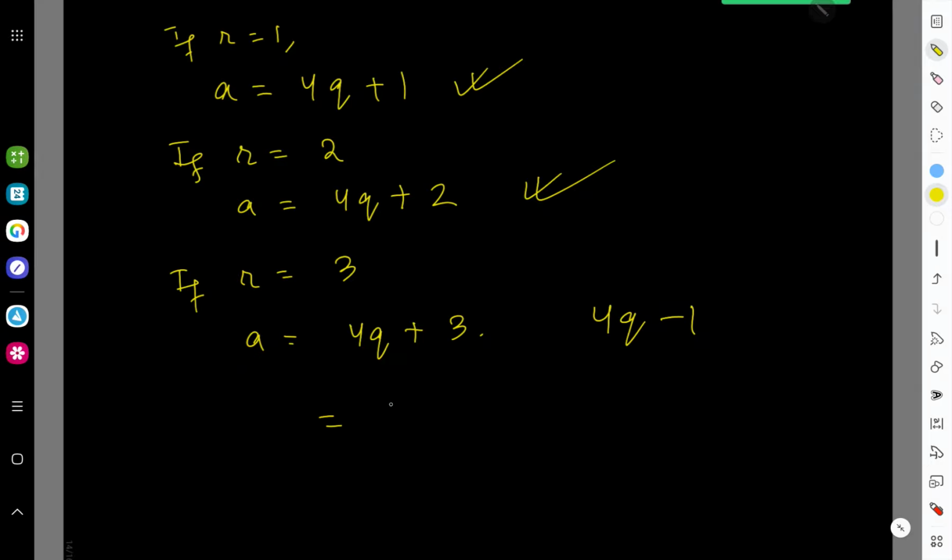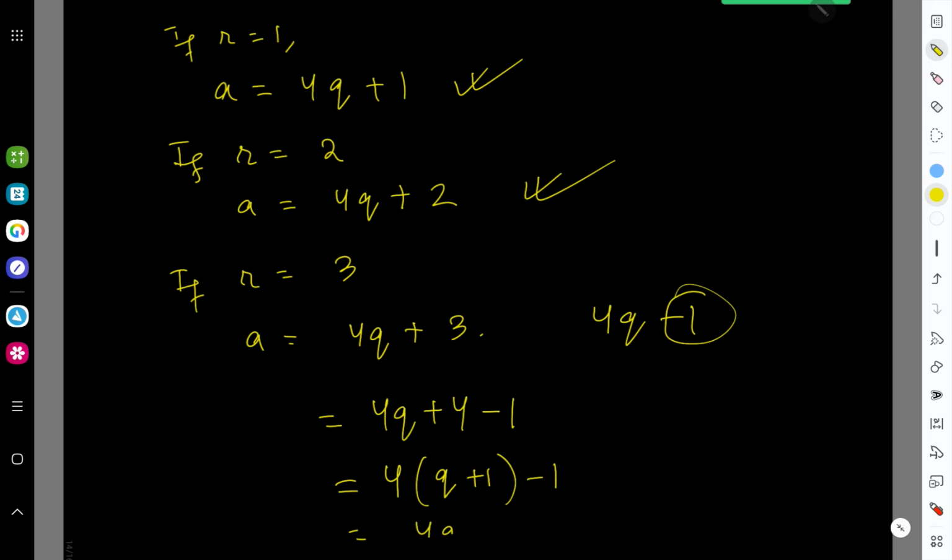So if I write here 4q plus 4 and subtract 1, then this is basically 3. This is the same expression. I am just using the subtraction operation so that I will be getting minus 1. I want to get minus 1 over here. So I can take out 4 as common, 4 times q plus 1, minus 1. I can just write this as 4q minus 1.